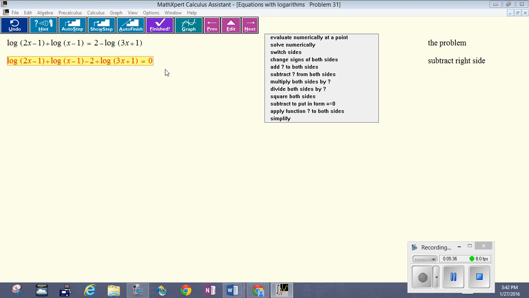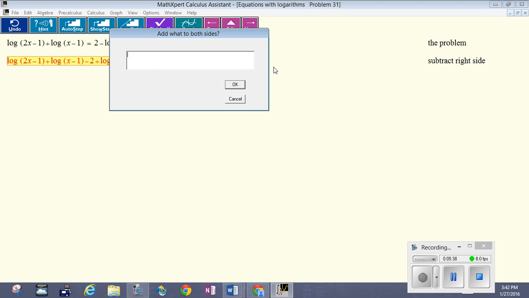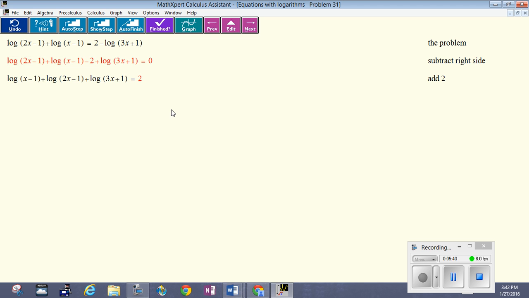Okay, so I'll add 2 to both sides. Just to notice that these 3 log terms can come together. That's log A plus log B plus log C. So that's just the product of those 3 expressions.